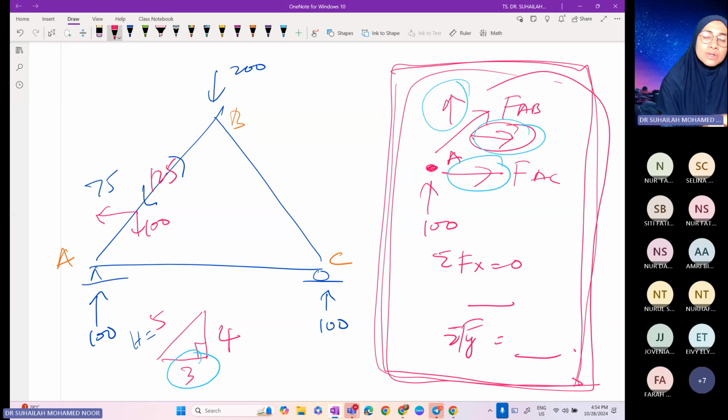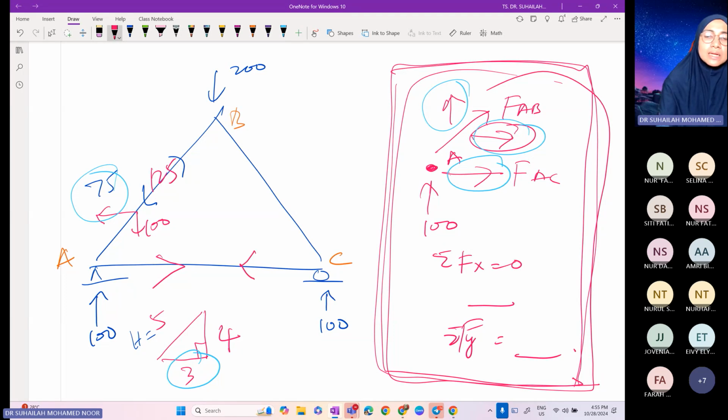Okay, so dekat A tu for y dah settle. For y dah settle because 100 dah balance dengan 100 kat bawah tu. Dah ada 100 negatif, dah ada 100 positif. So dah total 0 lah. So now dekat A tu dia ada 75. Dia ada 75 ni yang belum balance. Belum kita buat balancing. So bila ada 75 ke kiri, mesti ada 75 ke kanan. So 75 ke kanan letaknya di member AC. Member AC.